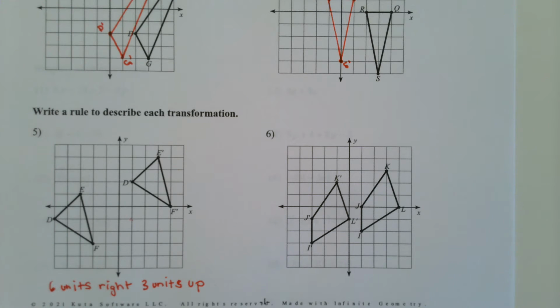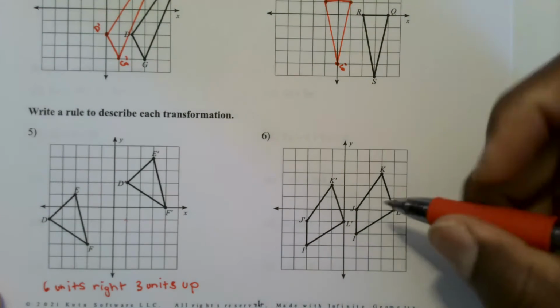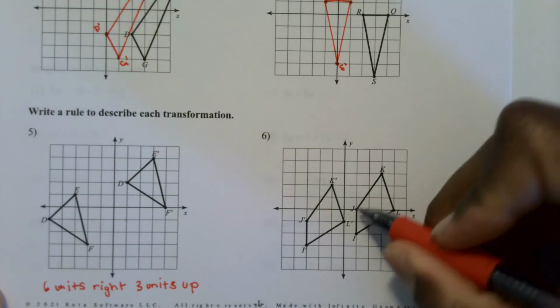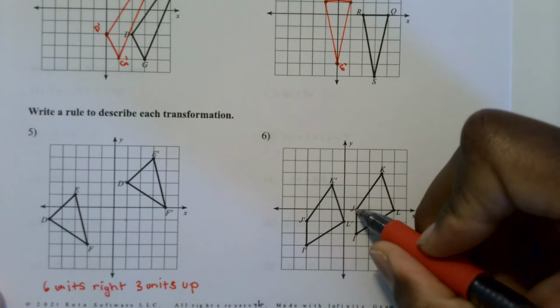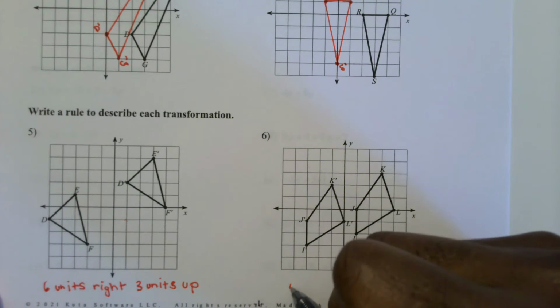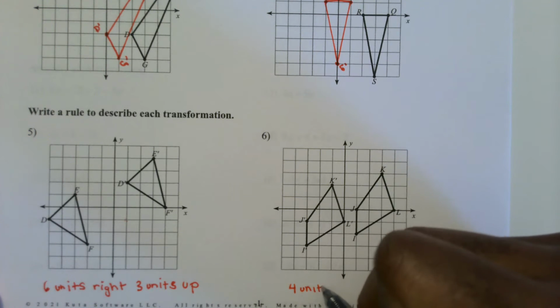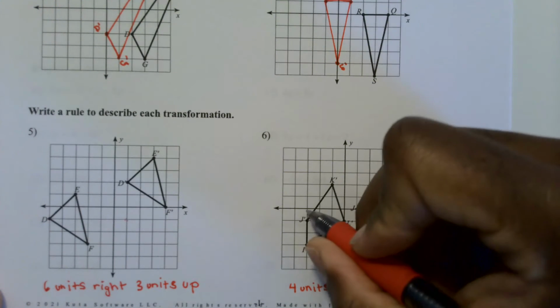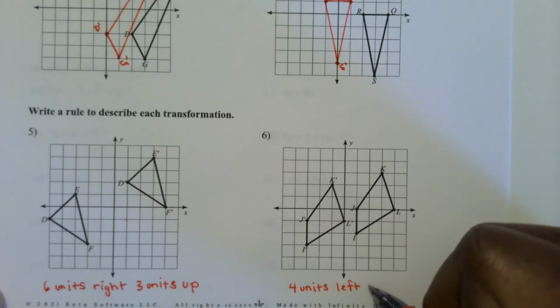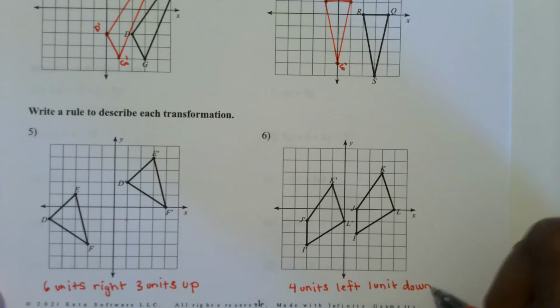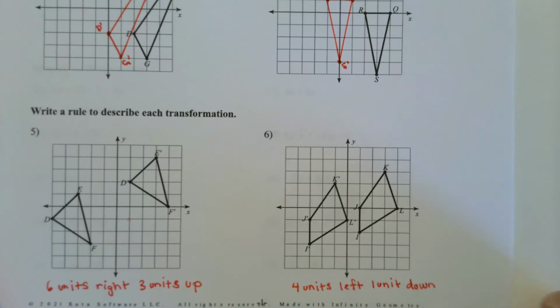And remember, we're going from our non-prime points to our prime points. So let's go ahead and identify our rule with J. All right, so we're going from J to J prime, and it looks like we have to go to the left 1, 2, 3, 4 units. So let's go ahead and write that down. 4 units left, and then we have to go down 1 unit. All right, so 1 unit down. Looks good, ladies and gentlemen.